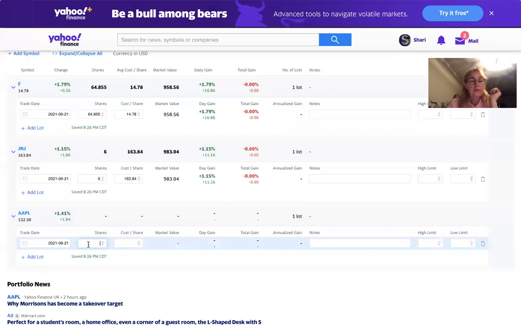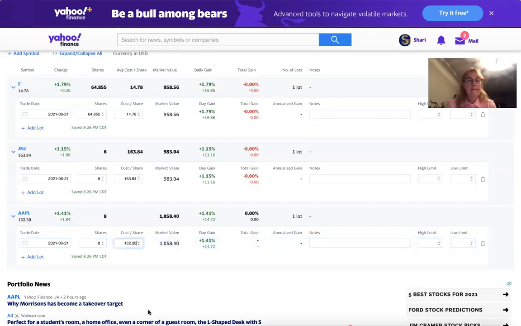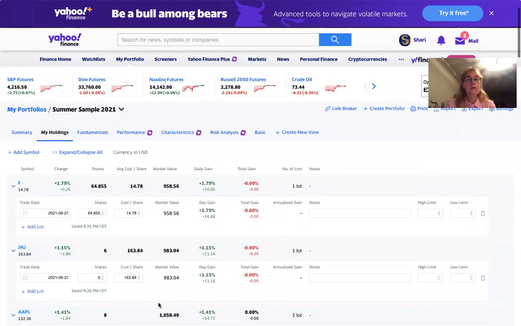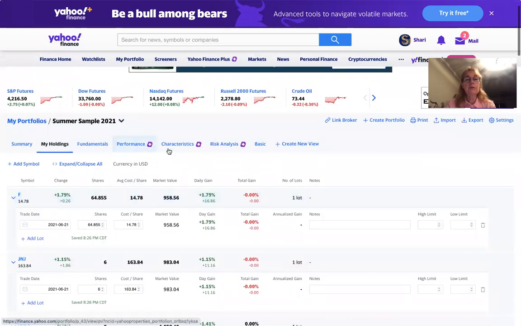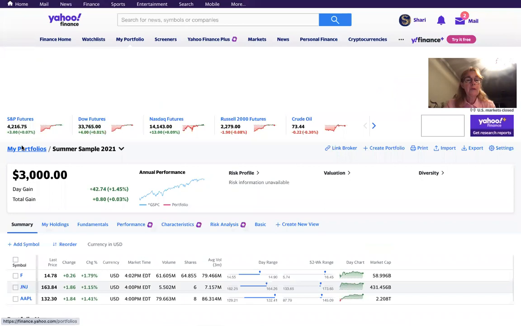Apple is 8 shares and the cost is $132.30. Okay, so then you don't have to hit save or anything. I'm finished here. Now you see up here where these plus signs are, they're trying to charge you for this information. Don't pay anything. Just come up here to summary.